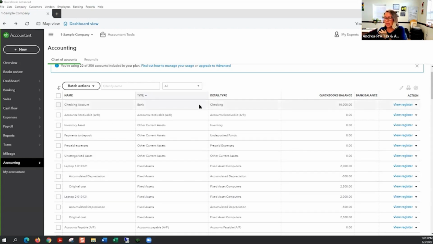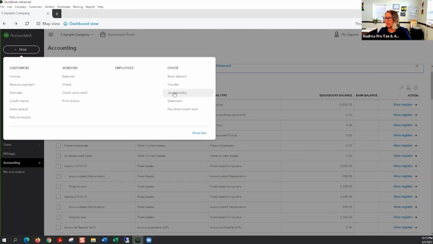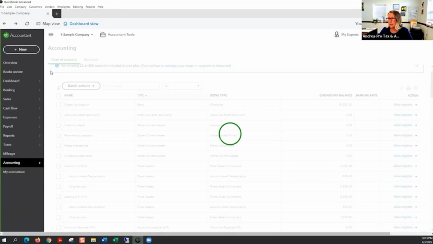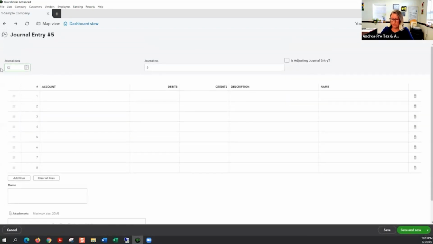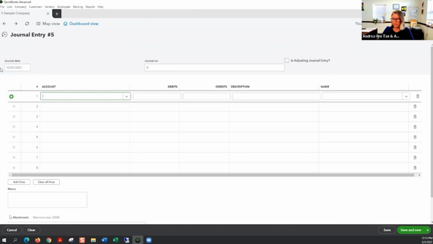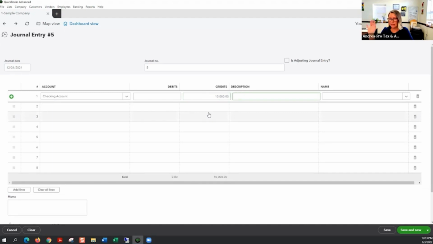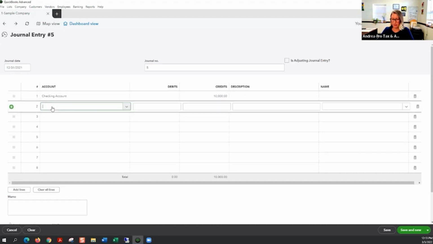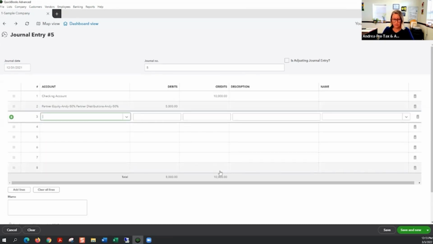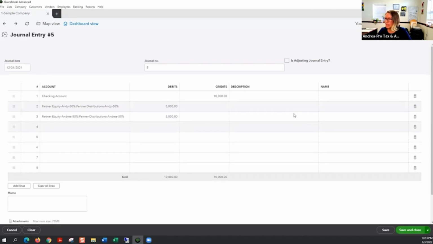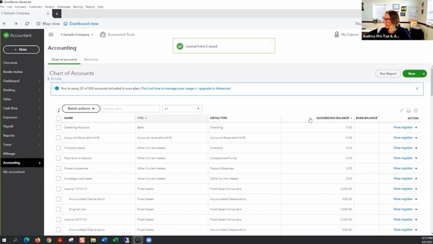So the first thing we're going to do is an entry in QuickBooks to close out the assets. I'm going to create a journal entry at 12/31/21 when the partnership ended. The checking account had $10,000. We're going to remove all that, and we're going to distribute it to each partner. So we've got $5,000 going to Andy, and we've got $5,000 going to Andrea. I'm going to close this journal entry so we can go back to the chart of accounts. And now you'll see the bank account has 0, right? Bank account's closed out.